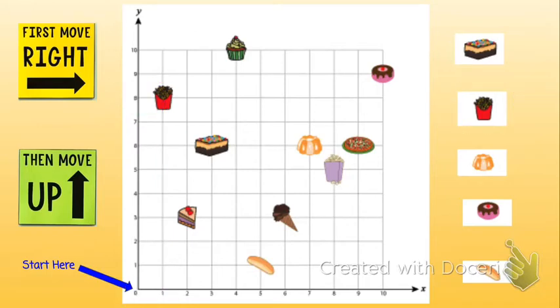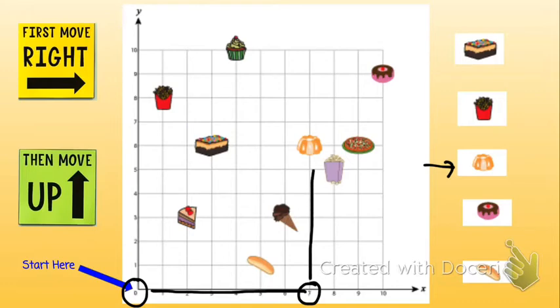Alright, let's take a look at these next 3 items. So first, the Jell-O mold. Again, starting at the origin here, I'm going to be moving right. I am moving 7 times. And then I'm going to go up, which is 6. So my point is 7, 6. Okay? 7, 6 for the Jell-O mold.